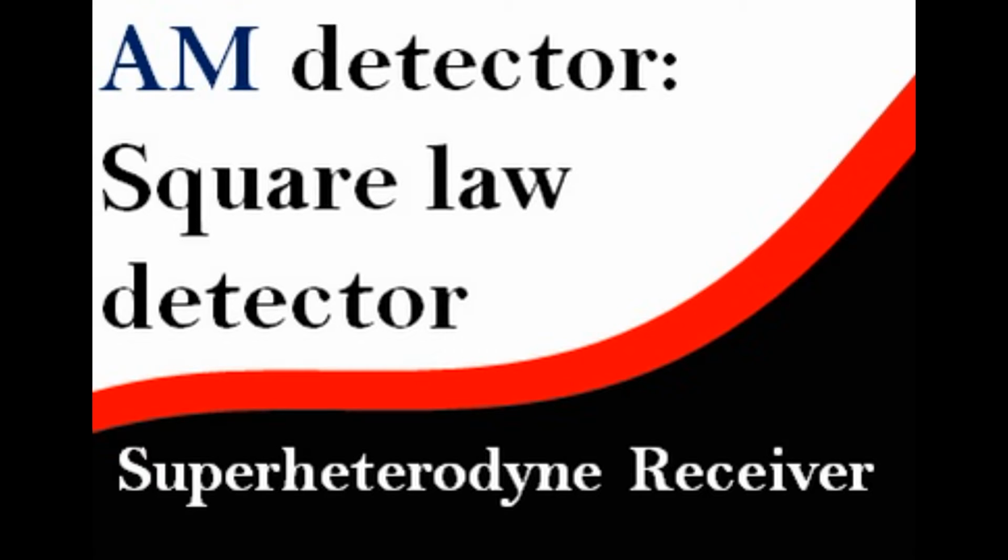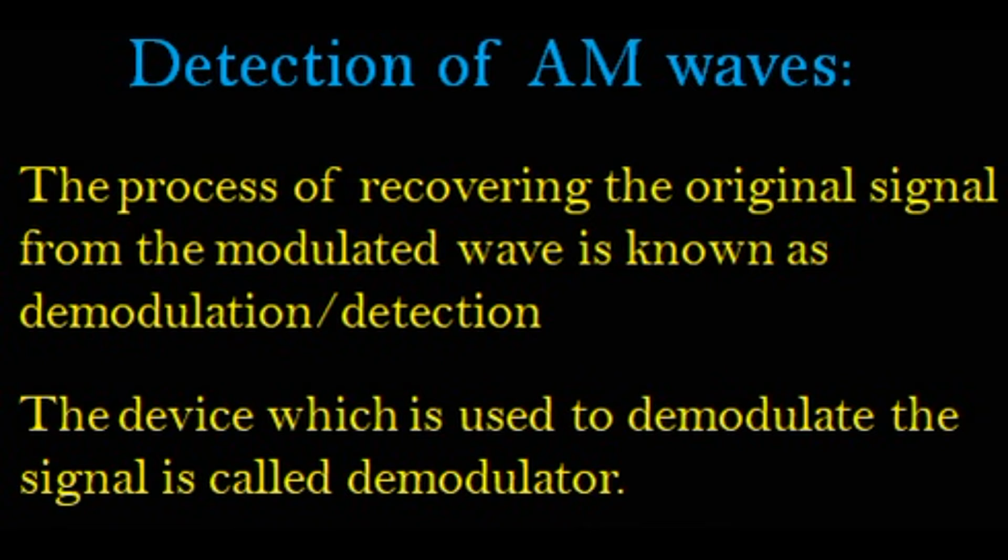Welcome to video number 1 on electronics communication. In this video, we discuss the AM detector, that is the square law detector, and the receiver like the super heterodyne receiver. The process of recovering the original signal from the modulated signal is known as demodulation or detection.